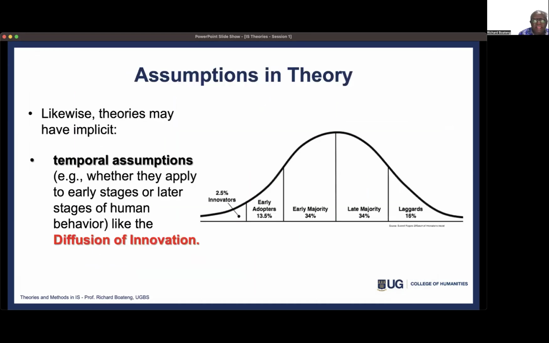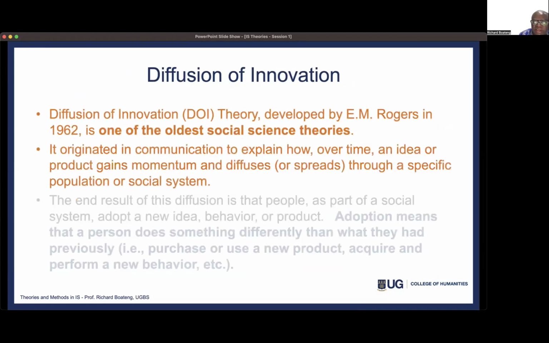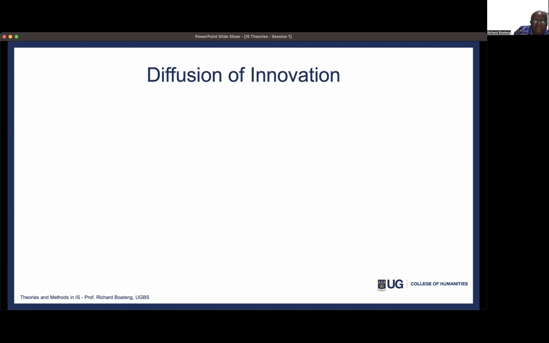Then the assumption in terms of time: there's what we call the diffusion of innovation by Rogers, which talks about the fact that when a technology comes or when somebody diffuses something, there is the first 2.5% who go for it. That's innovators, then early adopters 13.5%, late majority, and the laggards. This model was developed to understand how things get communicated in society over time, and why people tend to adopt them.